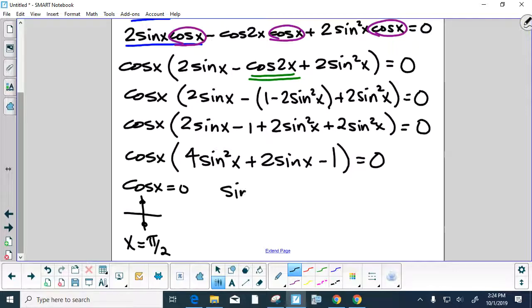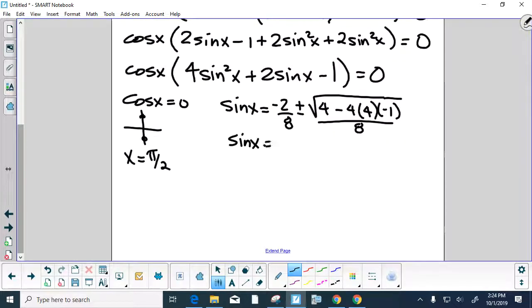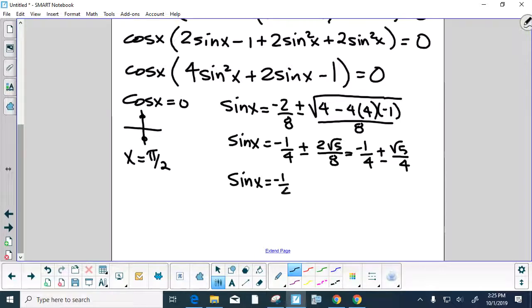So here we go, we're going to go sine x equals, opposite of b, negative 2, plus or minus b squared, which is 4, minus 4 times a, which is 4, times c, which is negative 1, all over 2a, which is 8. So we're going to get sine x is equal to negative 1/4 plus or minus, now that's 4 plus 16, right? That's root 20, which is 2 root 5 over 8, which is equal to negative 1/4 plus or minus root 5 over 4. So sine x equals either negative 1/4 minus root 5 over 4.